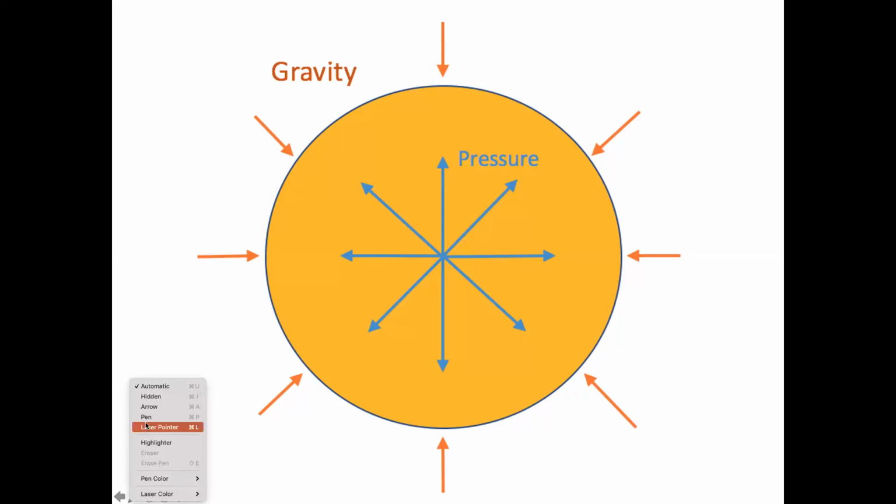In an elementary chemistry class, you might learn about the ideal gas law. That PV equals nRT.